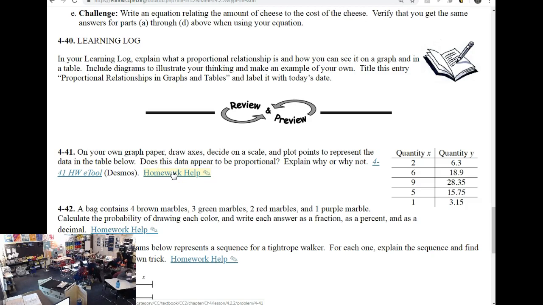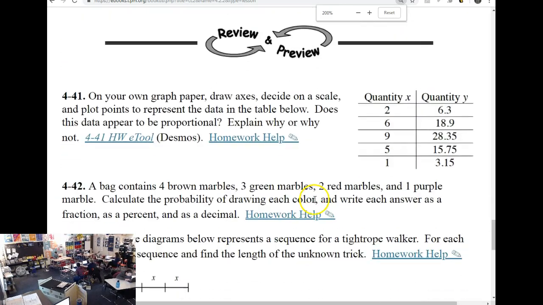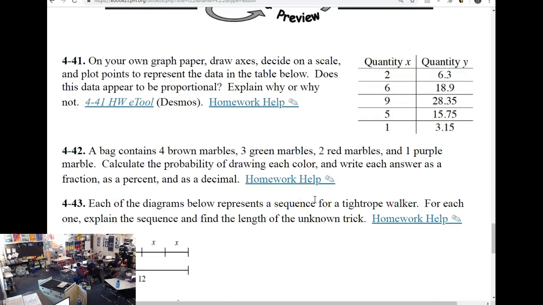Okay, so it's asking us, does this data appear to be proportional? Which one, 41 or 42? 41. All right, so when we look at tables, we had a couple ways to determine proportionality. Now, one thing I don't love is how they built this table, because it's not in order, right? And that messes with our brain.